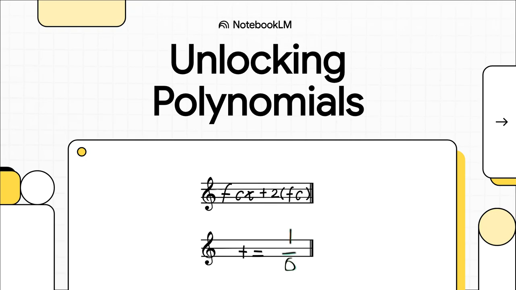All right, in this explainer, we're going to dive into a really core concept in algebra, polynomials. And hey, forget any of those dry, boring math lessons you might remember. We're going to look at this like we're composing music, something that's actually creative, structured, and yeah, even beautiful.